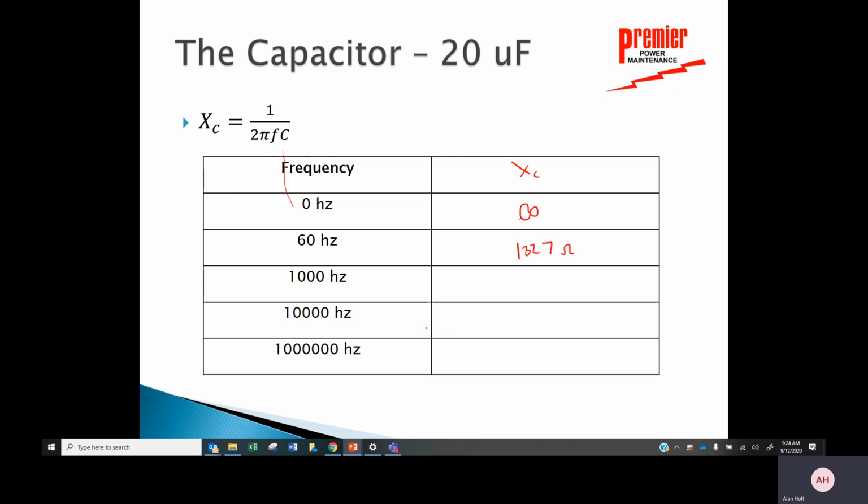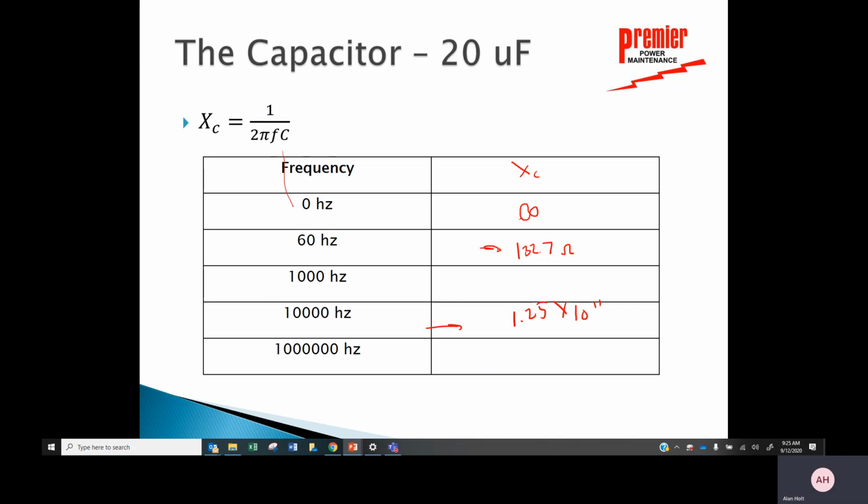Let's go on down here and try to do 10,000 hertz, okay? So 6.28 times 20 microfarads times 1,000. It's 1.25 times 10 to the 11th. So it just keeps getting bigger and bigger.